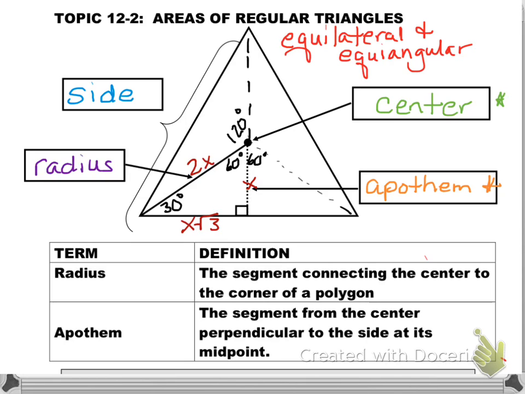But the radius is similar to the circle, where you have a center of the triangle and then the radius extends from the center to a vertex. Apothem will be your new term, and apothem, as it says in the definitions, is the segment from the center perpendicular to the side at its midpoint. So make sure we know that it's perpendicular. Just take a moment to go ahead and label everything on this part that I have labeled, and then we'll go to the examples.